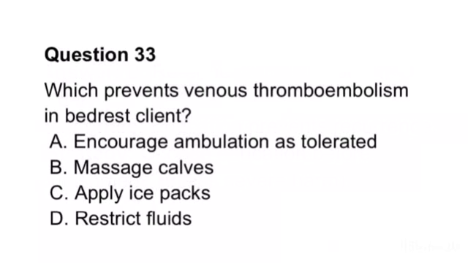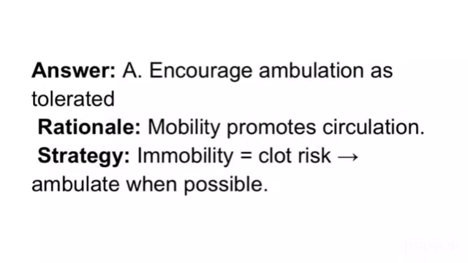Question 33. Which prevents venous thromboembolism in bedrest client? A. Encourage ambulation as tolerated. B. Massage calves. C. Apply ice packs. D. Restrict fluids. Answer: A. Encourage ambulation as tolerated. Rationale: mobility promotes circulation. Strategy: immobility equals clot risk, ambulate when possible.